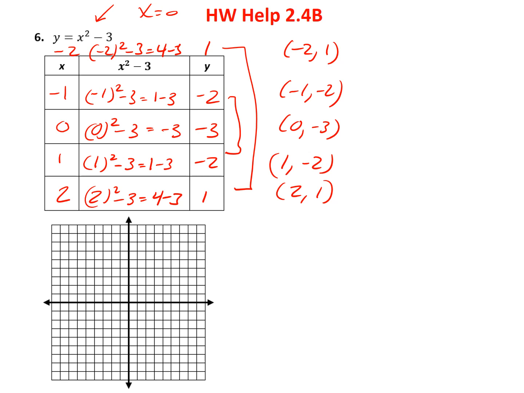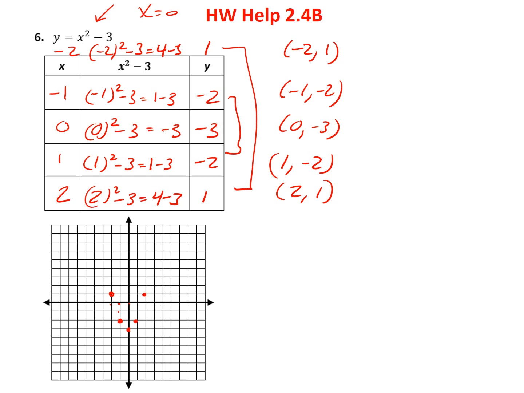Okay, so let's graph it. From here, negative 2, 1, and then we have negative 1, down 2, negative 2, and then we have 0, minus 3. And now we start coming back up, 1, minus 2 and 2, 1.